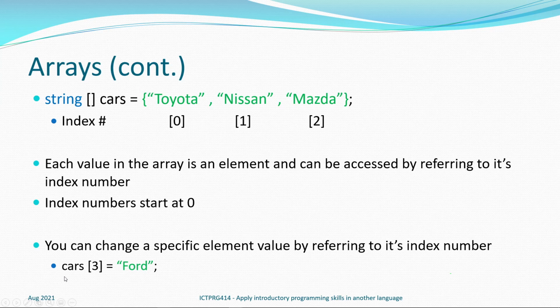So in the example here at the bottom, cars 3, so we don't have a value 3, so it's inserting a new value, and so it's inserting 4 into that array.